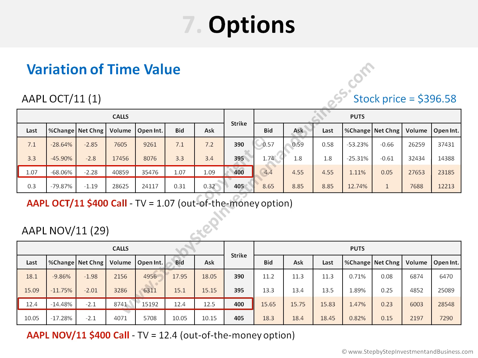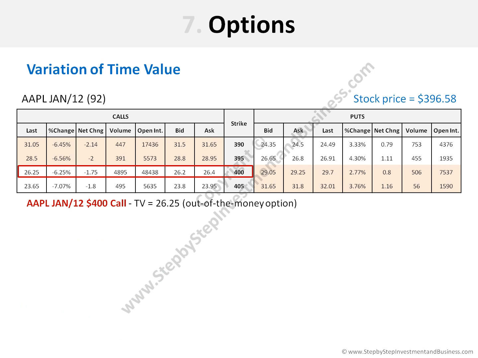The call selected in the November table is the same as the one selected in the October table. Notice that the November option, which has 28 more days to expiration than the October option, has a premium of 12.4, which is also its time value. Therefore, the time value of the November option is higher than the time value of the October option, which is 1.07. What we see here is what we had previously said: the more time that remains until expiration, the greater the time value of the option.